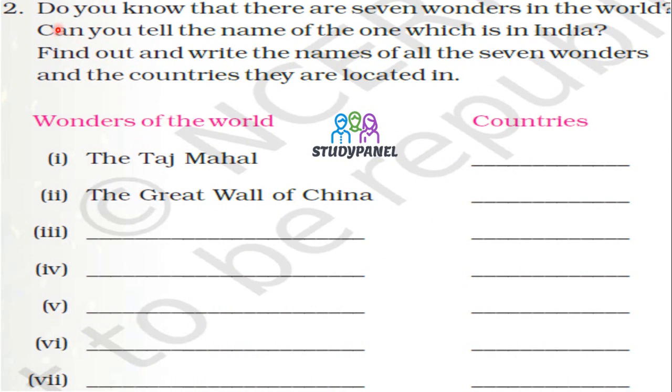This is very knowledgeable also. Let us increase our knowledge by learning this. Do you know that there are 7 wonders in the world? Can you tell the name of the one which is in India? Yes, of course we can, because Taj Mahal is one of them, which is in India. So we know that. Find out and write the names of all 7 wonders and the countries they are located in.